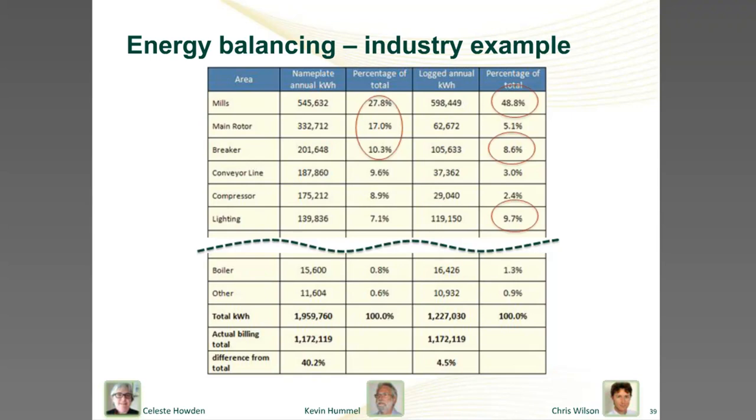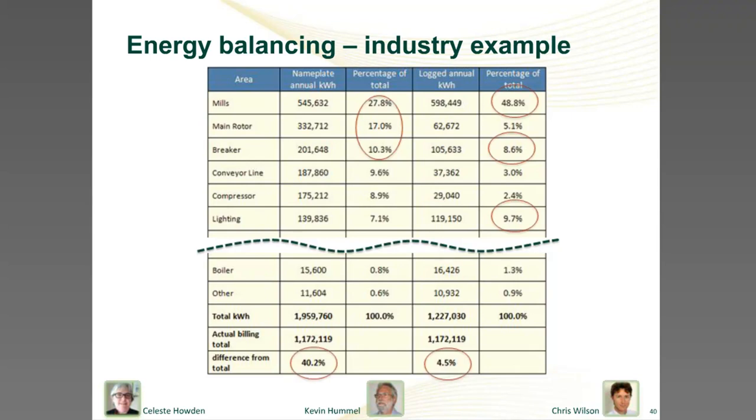This is a comparison between the proportional energy used by different types of equipment. One was done just based on the nameplate rating, and another was done through data logging. You can see that the results are quite different, and it means that the proportional contribution of each component is quite different.